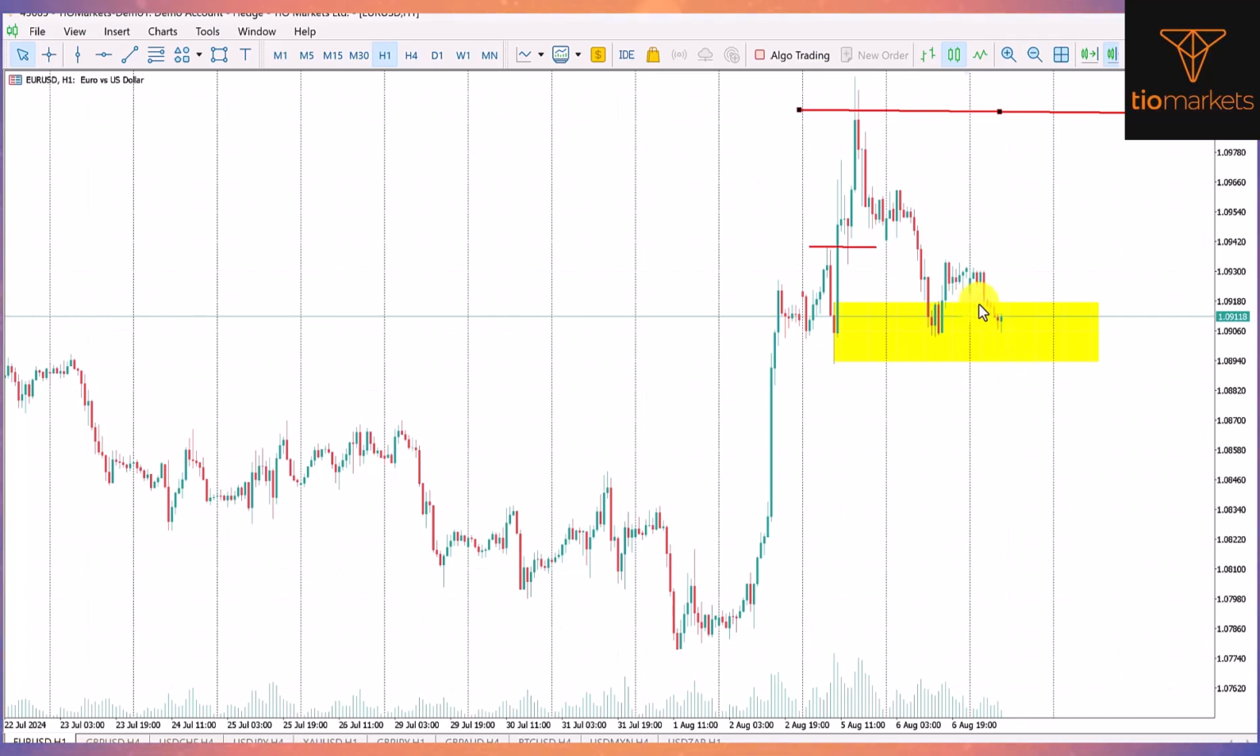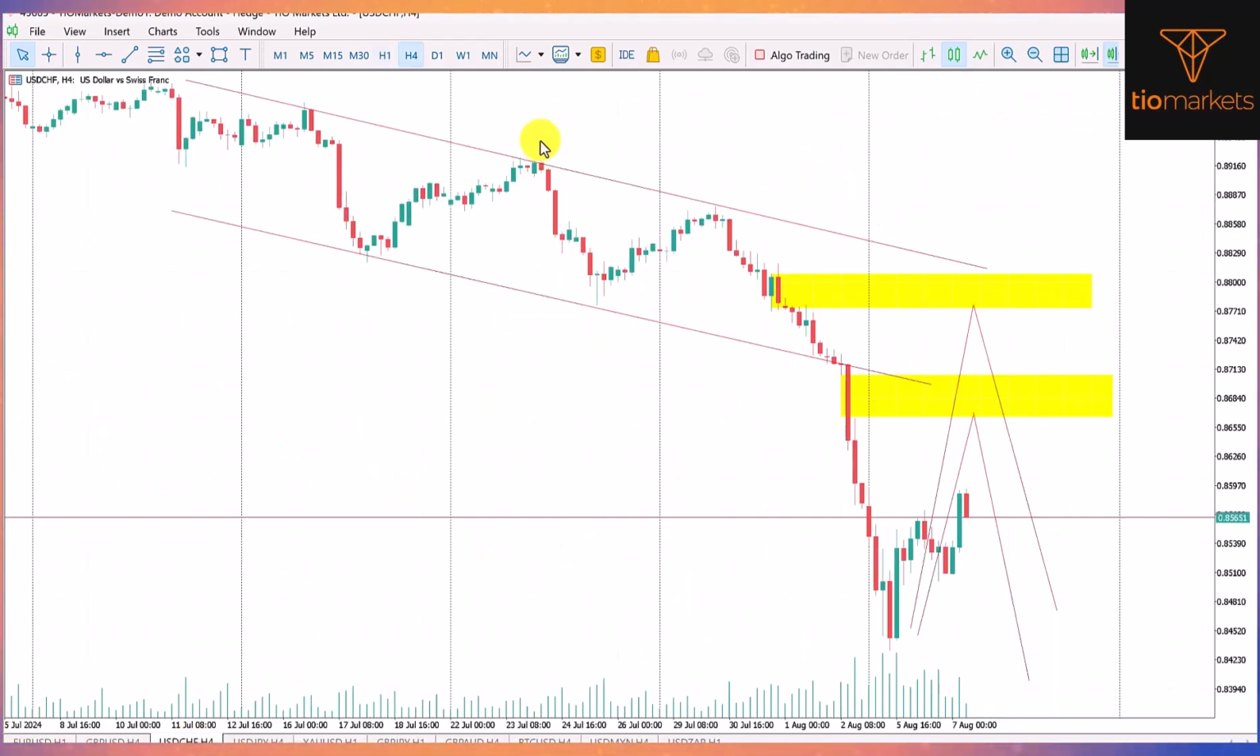So how do you enter this? Remember, if you had set your limits here, you are already in the trade and your stop loss is right below the order block and your TP is right there. But if you are not yet in the trade, you are to enter at this particular zone. Expect price to go up. So let's look at the last example here.